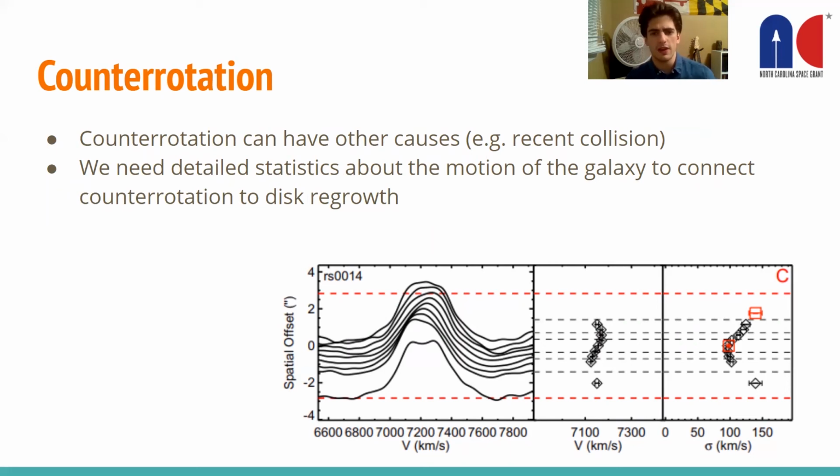There are also other factors, such as there could easily be a recent collision, which causes a bunch of anomalous motion in the galaxy. And part of this anomalous motion could easily be part of the disk rotating opposite from the rest of the galaxy. So we need detailed statistics about the motion of the galaxy itself to suss out the connection between counter-rotation and disk regrowth.